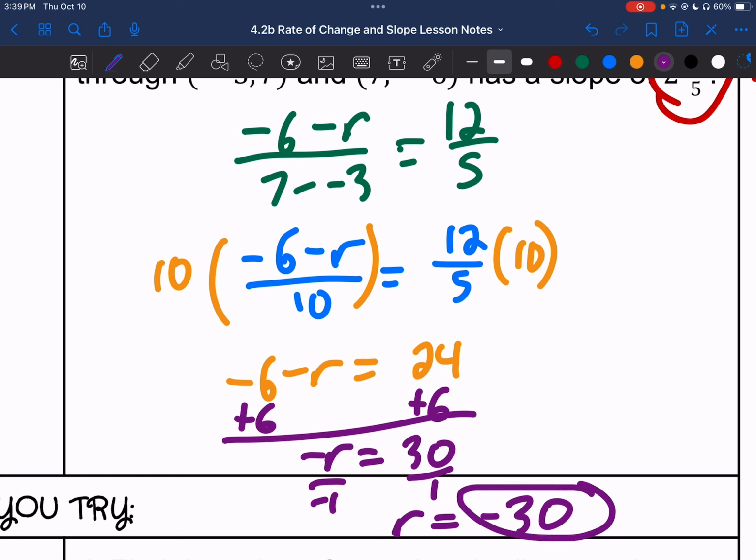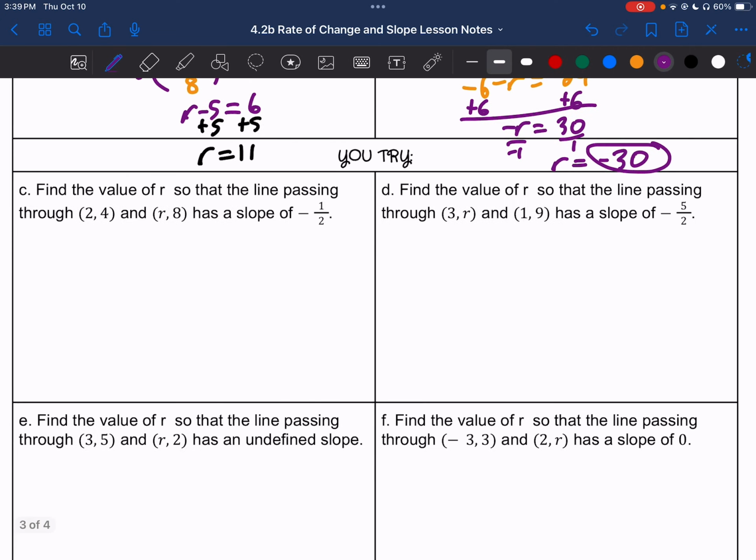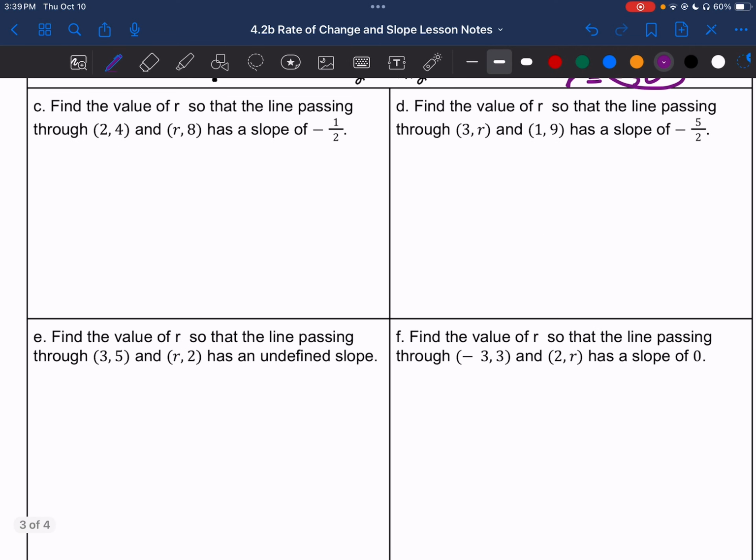And we can substitute that back in. -6 minus -30 will give me 24, and I'm going to divide that by 10. 24 over 10 reduces to 12/5. All right, there are now 4 you-try problems for you to give a shot on. You're going to go ahead and do those on your own, and then check your work against mine.